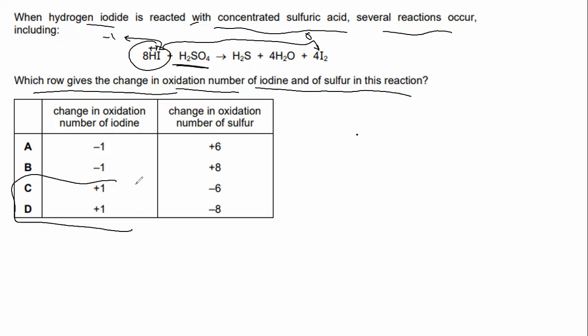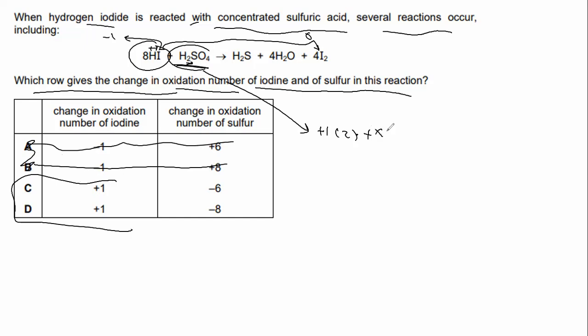So either C or D will be the correct answer. We can ignore A and B. Let's talk about the oxidation number of sulfur in H2SO4. Hydrogen is always +1. We have 2 of it, so times 2. Sulfur is X. Oxygen is -2 times 4, equals 0. X here will be +6.